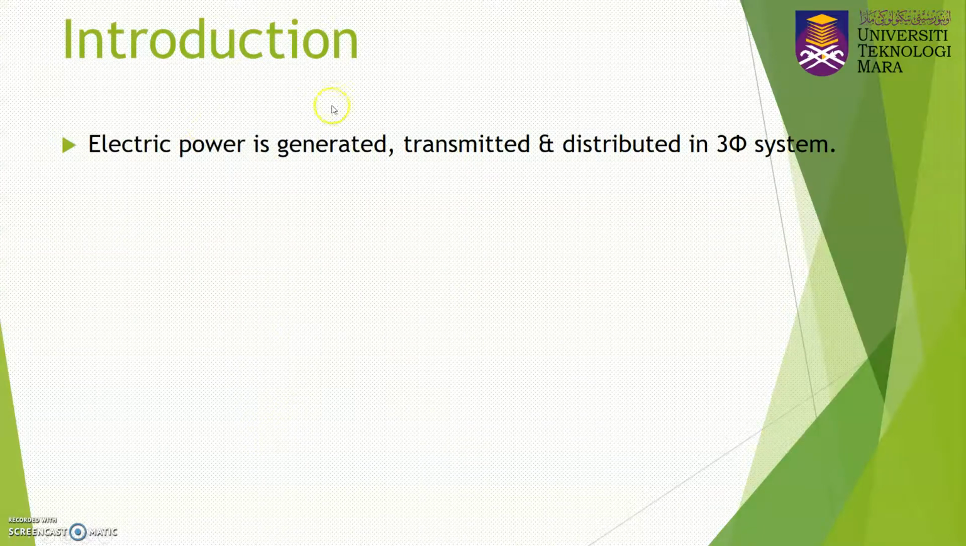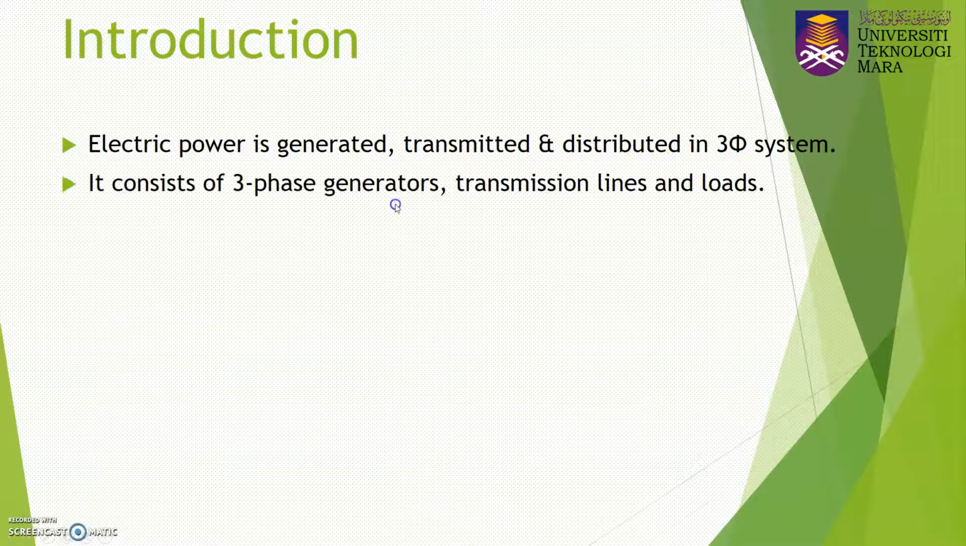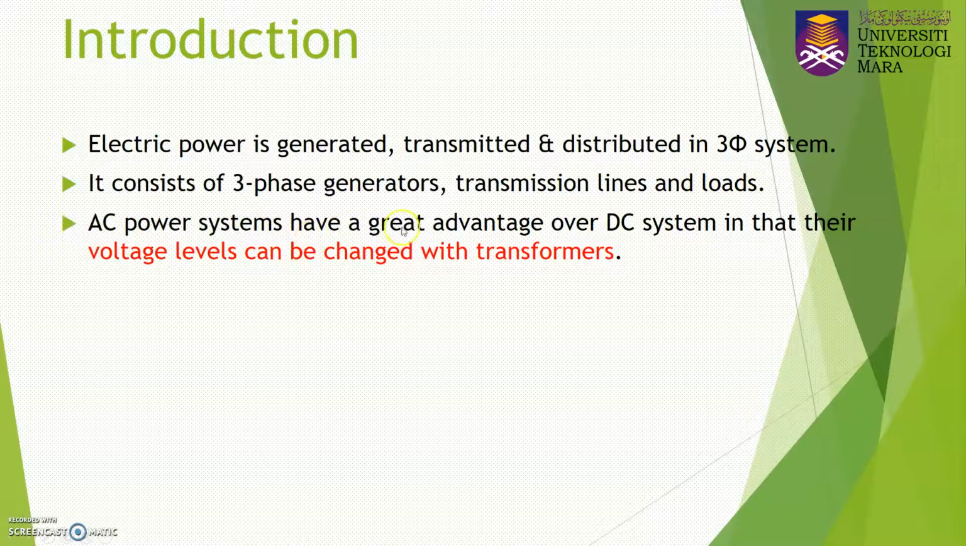Some brief introduction on three-phase systems. Electrical power is generated, transmitted and also distributed in three-phase systems. A three-phase system consists of three-phase generators, three-phase transmission lines and also three-phase loads. AC power systems have a great advantage over DC systems in that their voltage levels can be changed with transformers. So in the three-phase power system, we use the transformer in order to change the level of the voltage before we can transmit the electrical power.